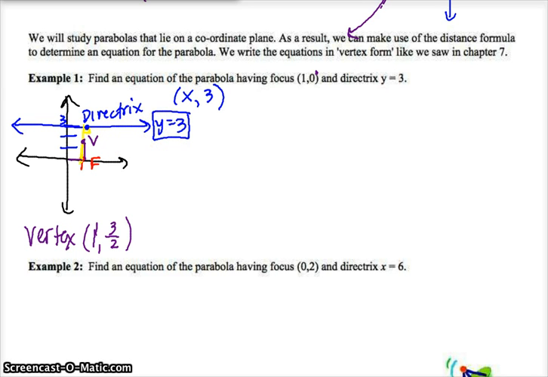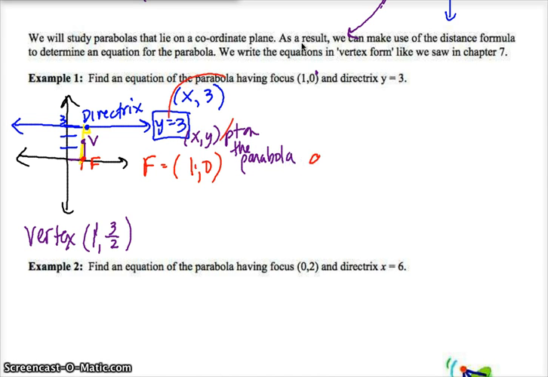The focus is a fixed point. The focus never changes. So the focus is what? It's (1, 0). And then we have our unknown point on our parabola. So the parabola point is (x, y). That's my point on the parabola.